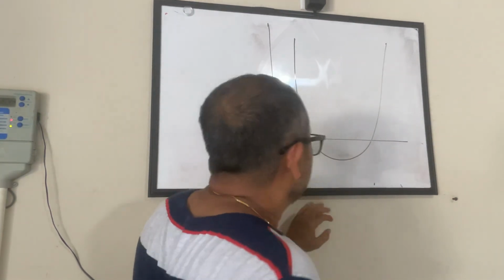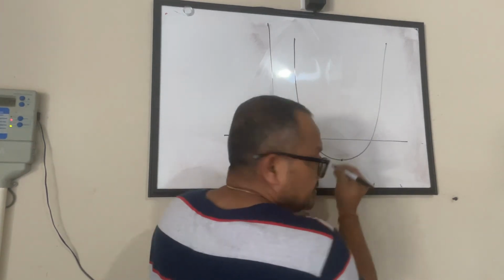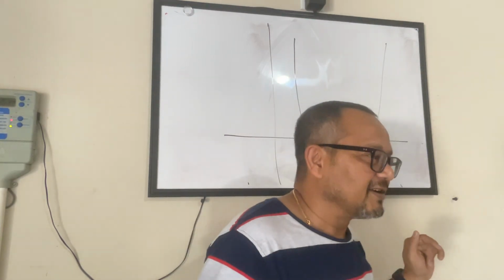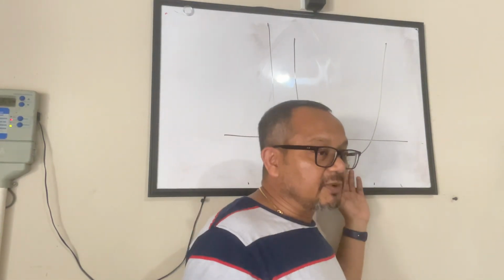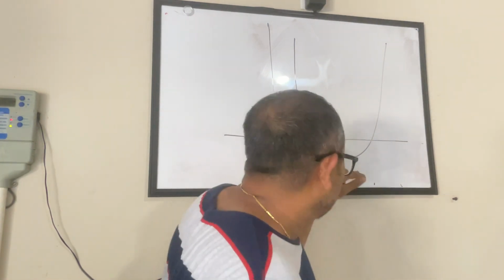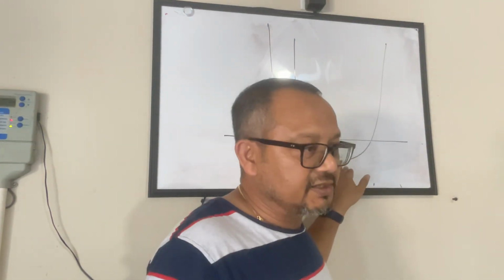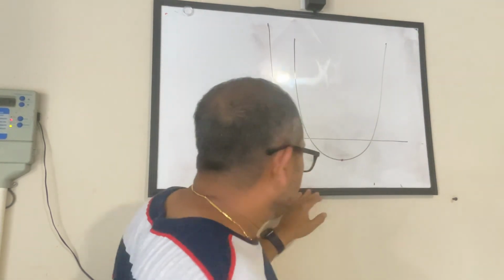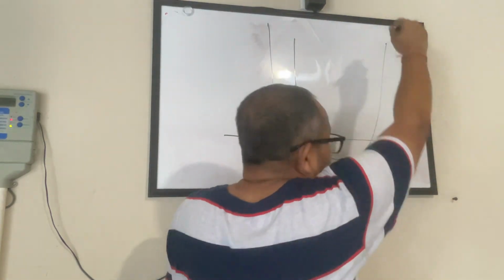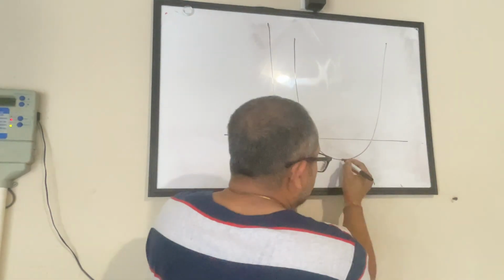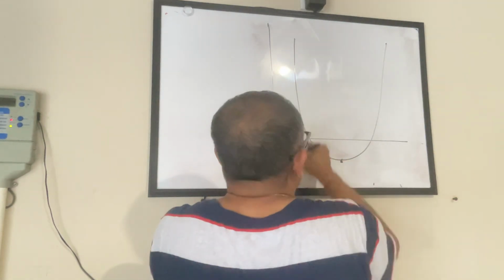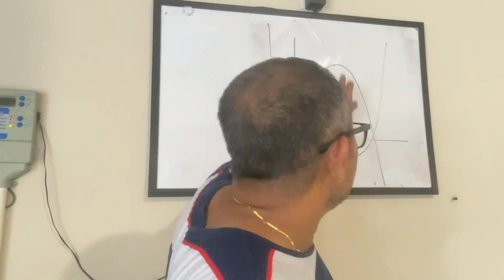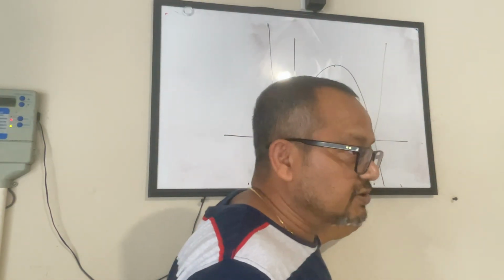This is my parabola. So what is this point called? Louder. The vertex. The vertex of the parabola is the lowest or the highest point in the parabola. When I say lowest point, meaning, if the parabola is facing upward, this will be my lowest point. If my parabola is like this, this will be my highest point. So that is why I said vertex will be my highest or lowest point in the parabola. Okay?